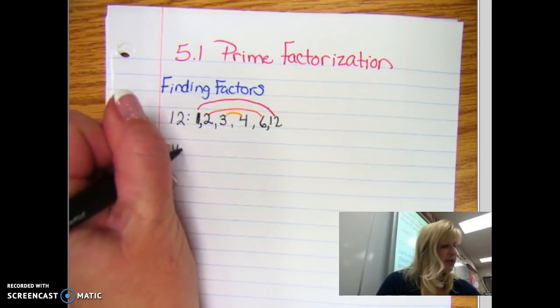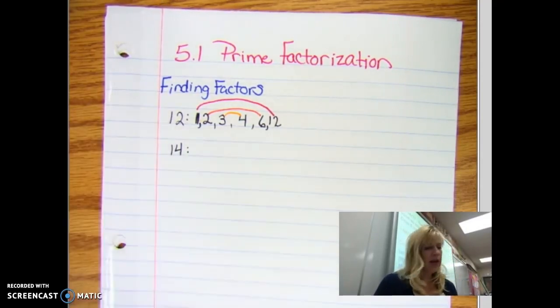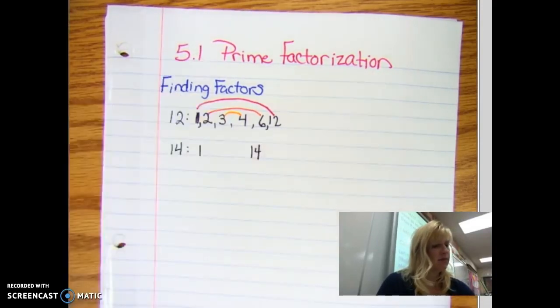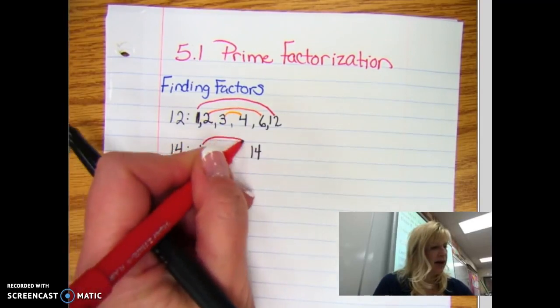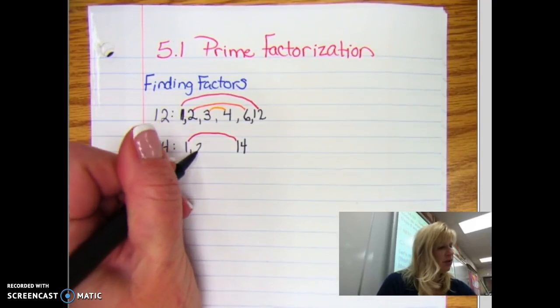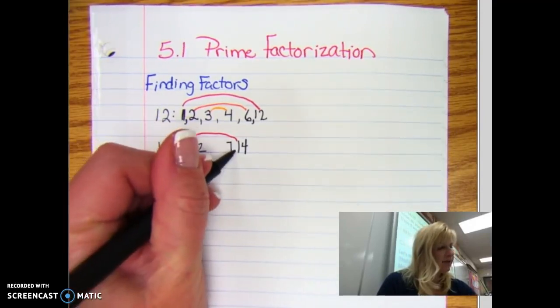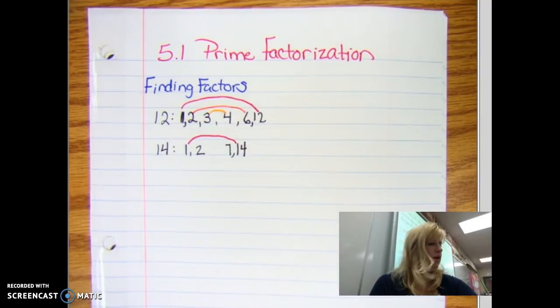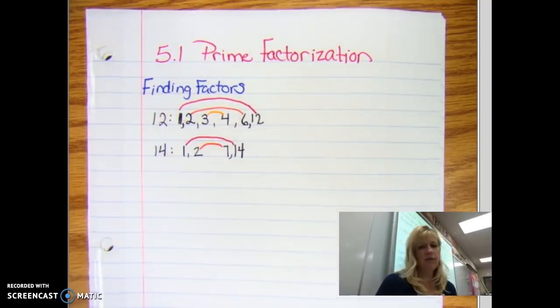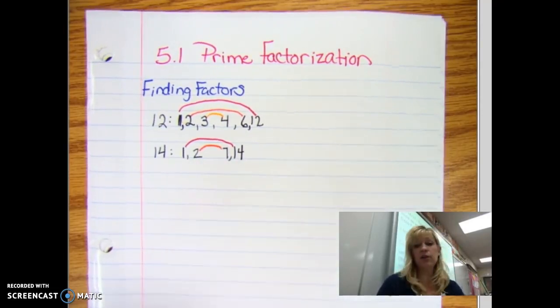Let's look at the number 14. So again, we know that we have 1 and 14. And we can draw our rainbow red. And then it's even, so I know that there is a 2 and a 7. I'll draw my orange. And you know, I'm looking at the number 3, 4, 5, 6, and there's nothing in between here. So I know that that is all of the factors of 14.